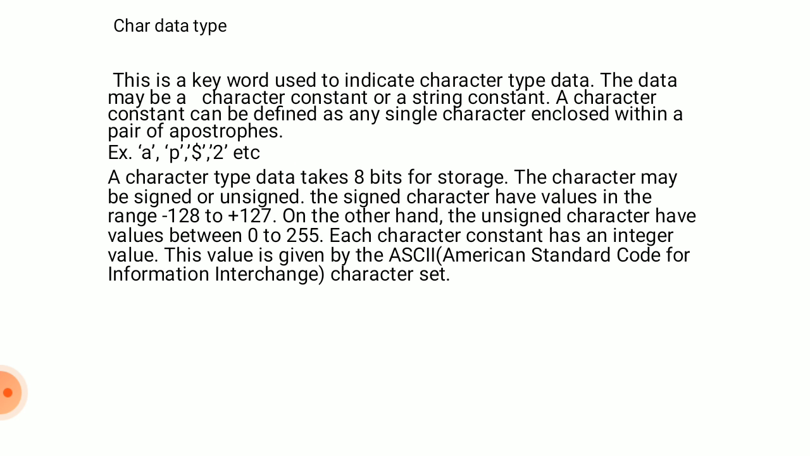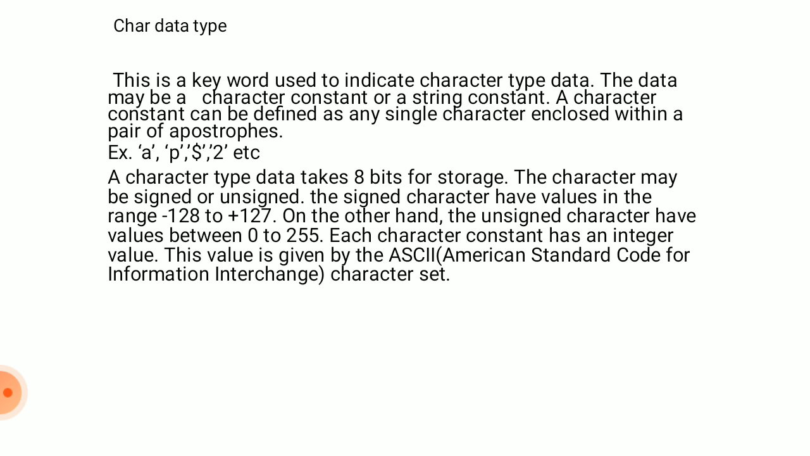So, the types of data types are integer type, floating type, character type, double. Okay, and one specific data type is there, that is the void data type. So, already we have discussed two types of data type, that is integer and floating. Now we will discuss the third type of data type, that is char. So, char is again a keyword used to indicate character type of data.